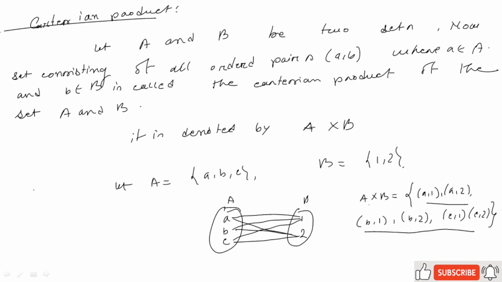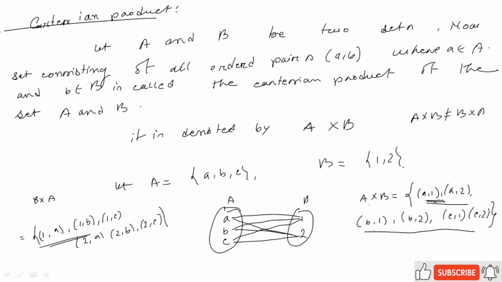But if we take B cross A, then what will we get? We will get (1, a), (1, b), (1, c), (2, a), (2, b), (2, c). Clearly, these are not equal, because here (1, a) is present, but there (a, 1) is present. So these are not equal. So, you can say A cross B is not equal to B cross A.